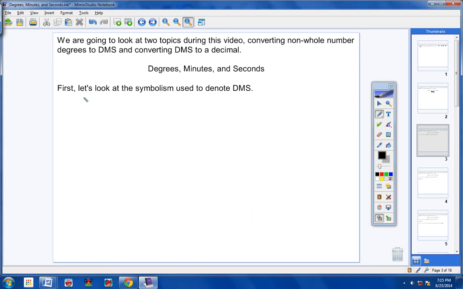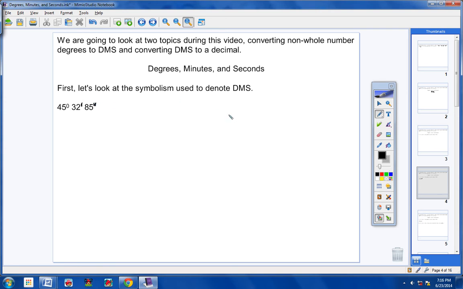First, before we get started, let's take a look at the symbolism that's used to denote degrees, minutes, and seconds. It's very important that you see this. Please copy this in your notes. Whenever you see a number written like this, you would read this: 45 degrees, 32 minutes, 85 seconds. This one little mark right here means minutes, and these two little marks here mean seconds.